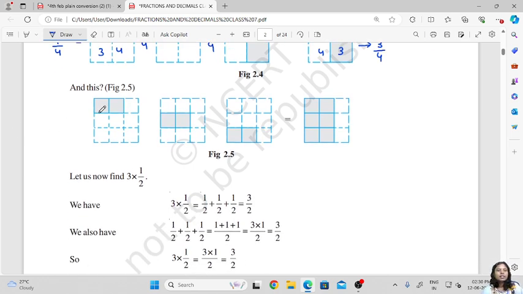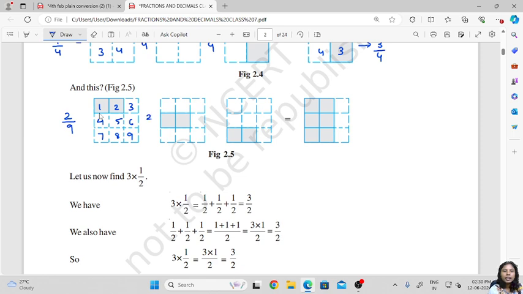Now further, see this box. Here there are 1, 2, 3, 4, 5, 6, 7, 8, 9 parts. Out of 9 parts, only 2 are shaded. So we'll write 2 upon 9.